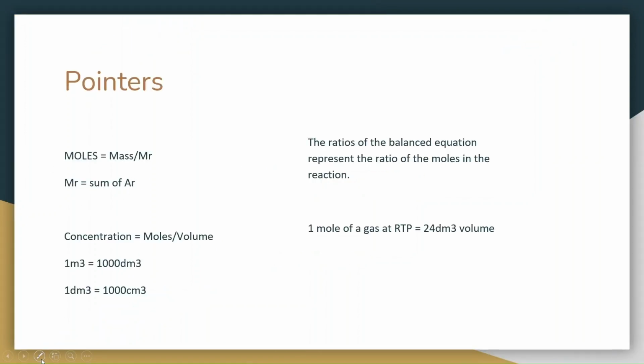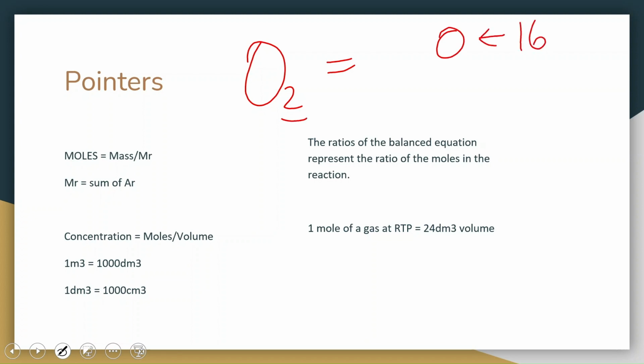And let's say we have oxygen as the molecule. The molecule of oxygen is O2, and an oxygen atom has an AR of 16, and so O2 will be 16 into 2, which is 32. So that's going to be the MR of the oxygen molecule, which is going to be 32.